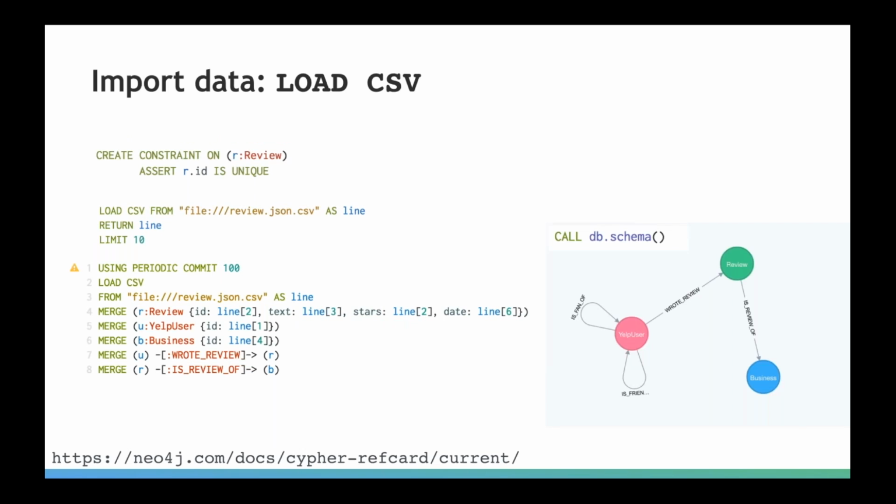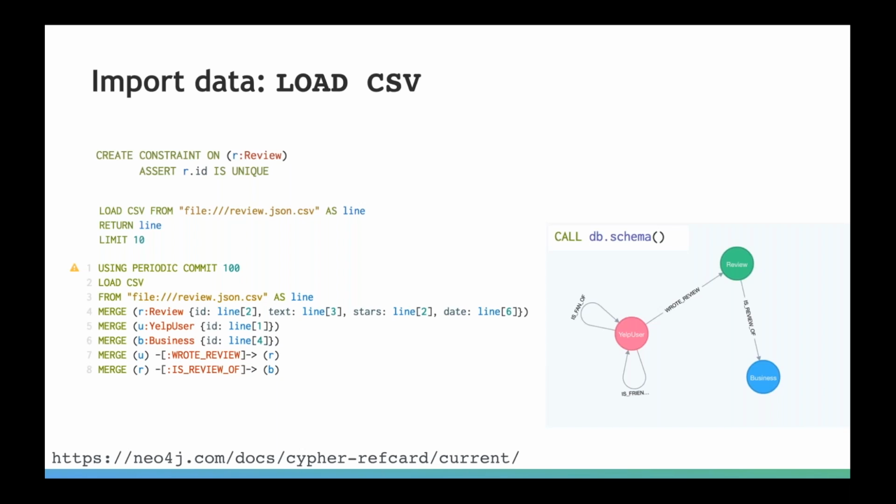And the final thing I've done here is I've imported reviews. I start by putting a constraint on the review node type, and then I look at the review file, and I find some structure in there that I will want to use. So I merge the review where I use the ID, the review text, the number of stars, and the date of the review. And I've seen that the user that made that review is in that same file.